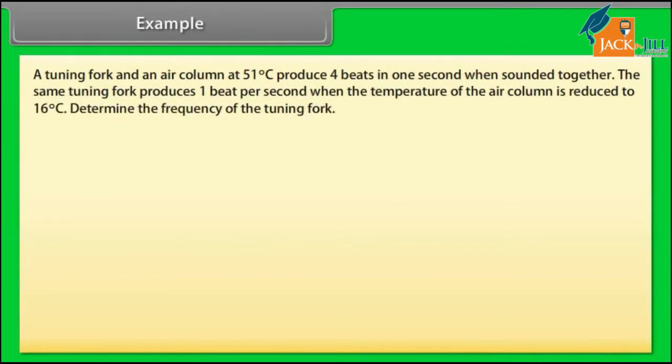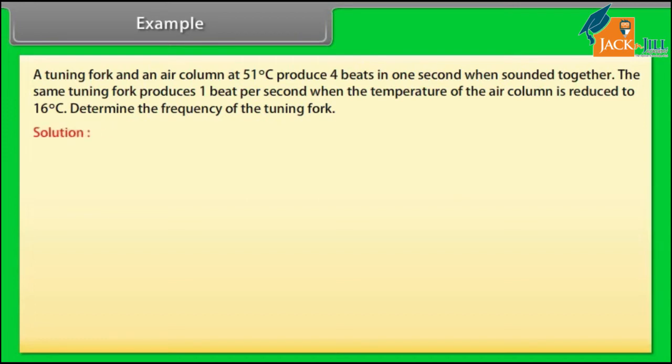Example. Let's take an example of beat. A tuning fork and an air column at 51 degrees Celsius produce 4 beats in 1 second when sounded together. The same tuning fork produces 1 beat per second when the temperature of the air column is reduced to 16 degrees Celsius. Determine the frequency of the tuning fork.